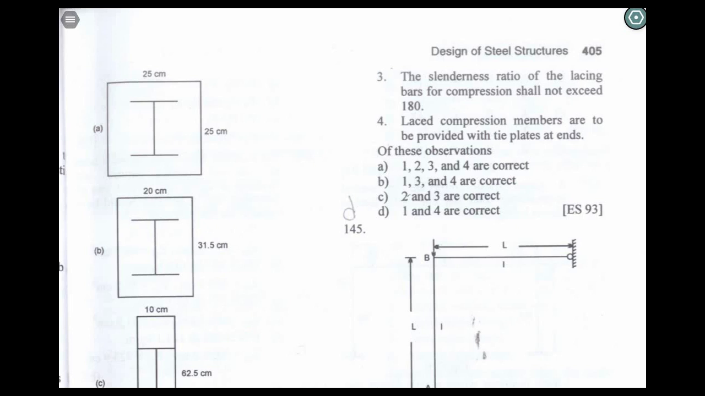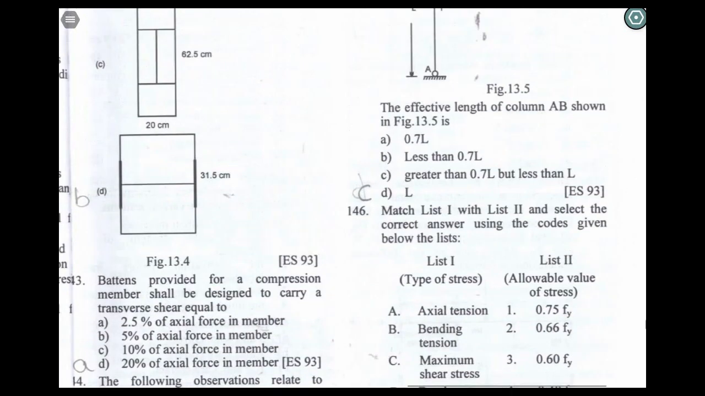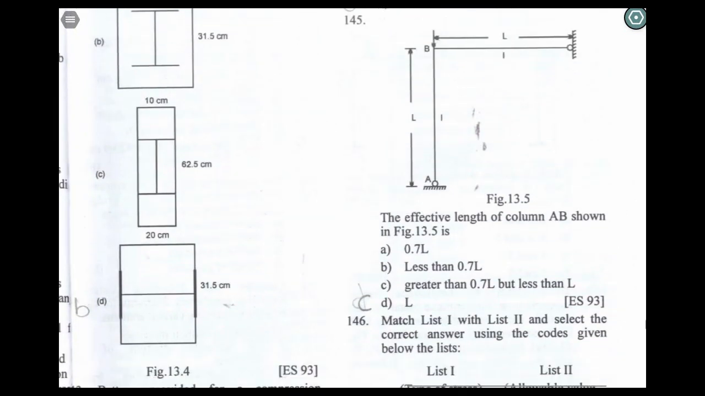The laced compression members are to be provided with tie plates at the end, and single lacing system on opposite planes shall preferably be in the same direction so that one is the shadow of the other. Next question. The effective length of column AB shown in the figure is greater than 0.7 L but less than L. Option number C is the correct answer.